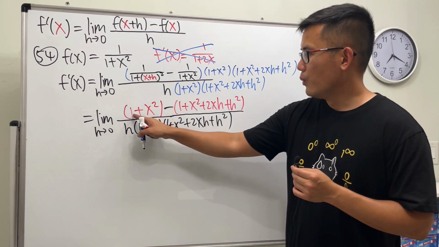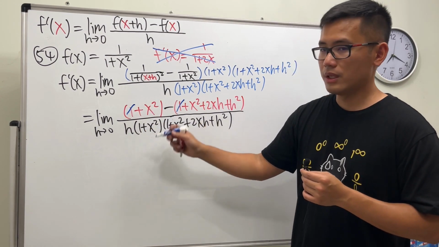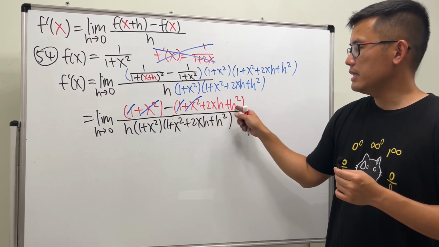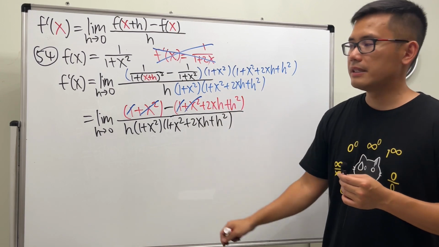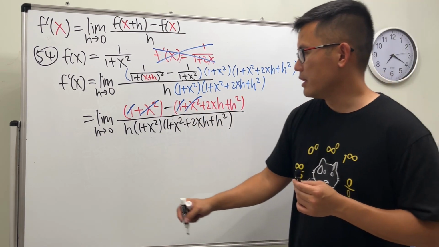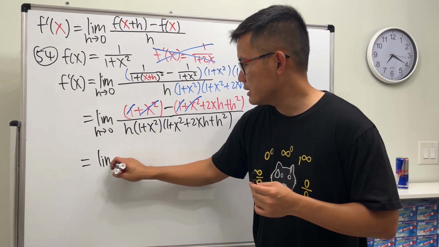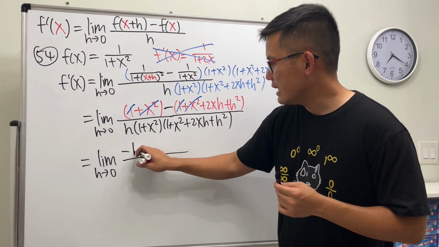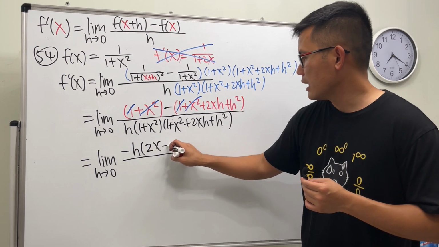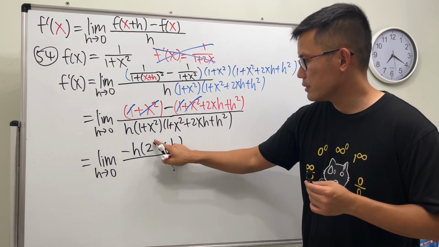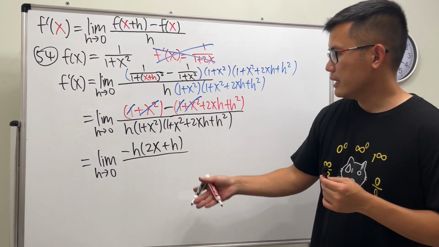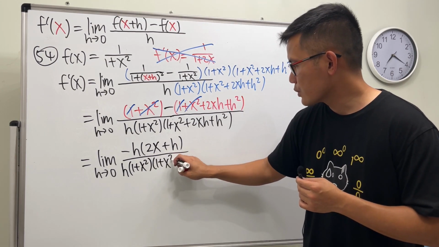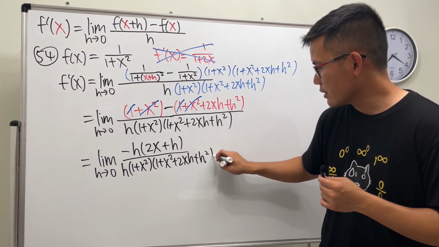Check this out. 1 minus 1, this and that can cancel, yeah? 1 minus 1, because you have to distribute the negative. And then x squared cancels. So you see that we just have this and that left, and they both have h. We can factor that out. And it has a negative in the front. Let's keep the negative in the front as well. So we have the limit as h approaching 0, negative, h on the outside, and then we have 2x plus another h, like so. All right, and then all that stuff. h times 1 plus x squared times 1 plus x squared plus 2xh plus h squared.